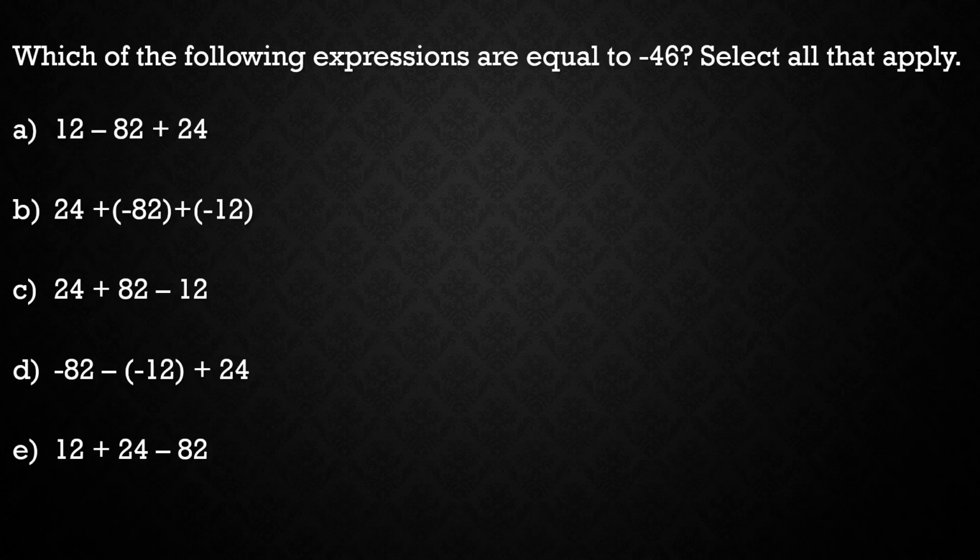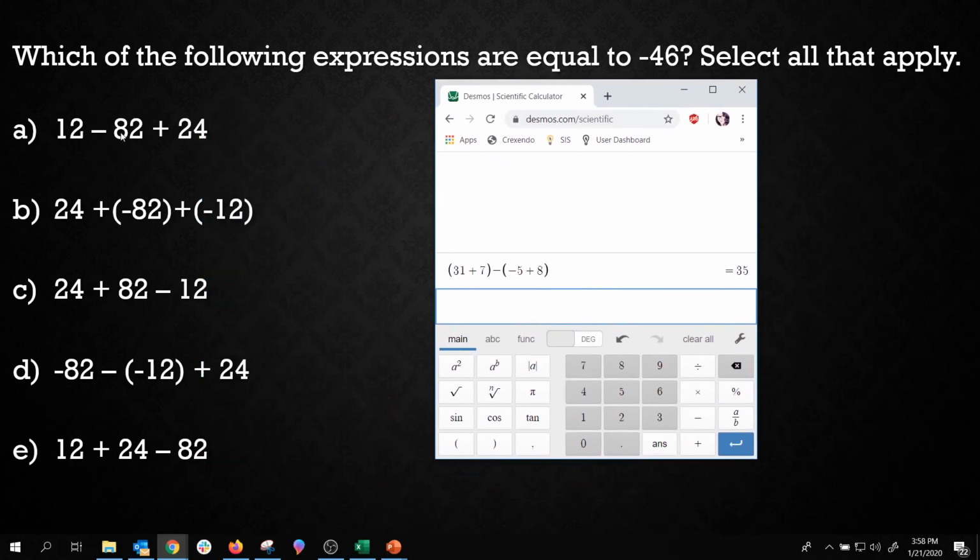Next one. So we want to know which of the following expressions are equal to negative 46. So the easier way to do this is, again, to just type these into your calculator and see which one gives you negative 46. So to start from the top and go all the way down. Whoops. And be very careful with your signs in your addition and subtraction. Okay, double check it when you're typing them in.